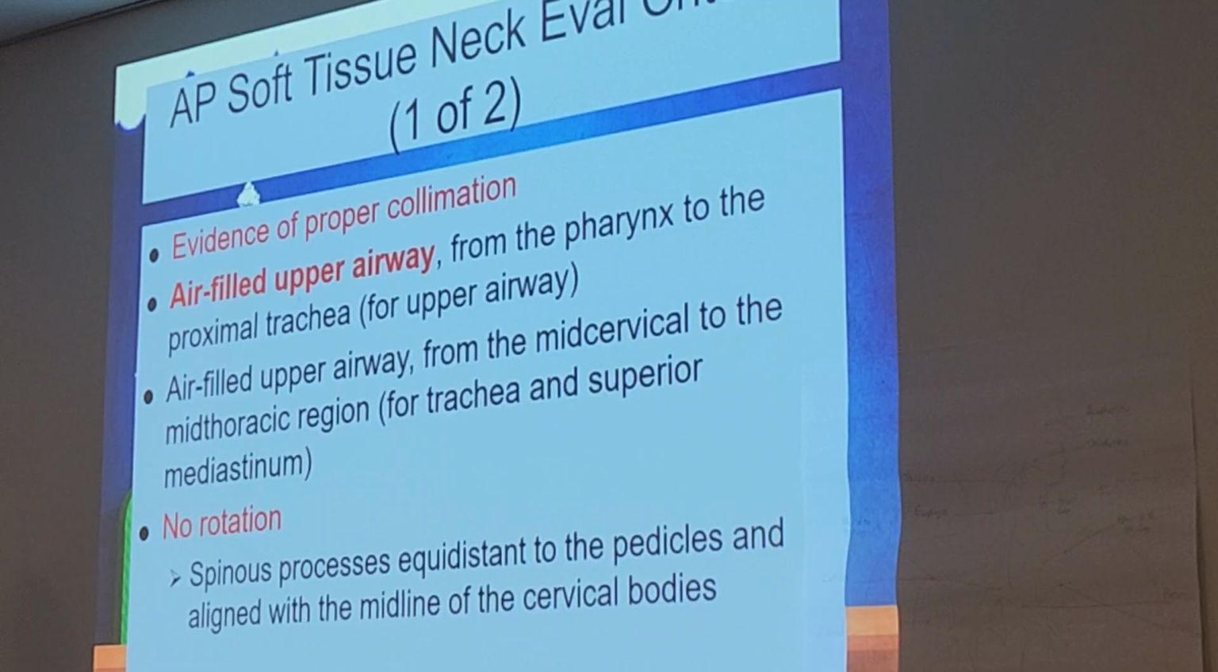All right, so evaluation criteria, of course, proper collimation along the x-axis. That's going to be that horizontal collimation. And we must have an air-filled upper airway. Otherwise, we need to repeat that x-ray. Now, the only reason we would not repeat it is if there's some kind of major pathology going on, like a major stricture, or a big foreign body that's keeping the patient from being able to breathe in properly. That'd be the only exception there. And of course, no rotation. We want them to be in what we call a true lateral. Red things are the main points on the evaluation criteria for that AP soft tissue neck.